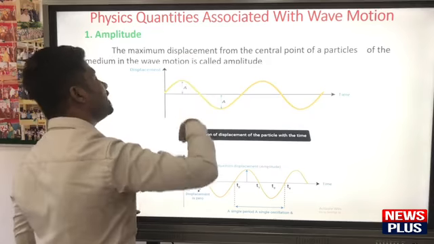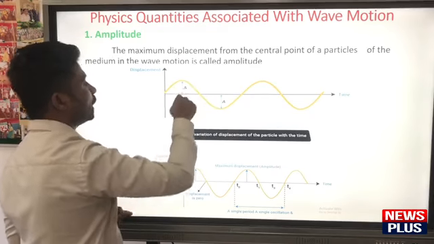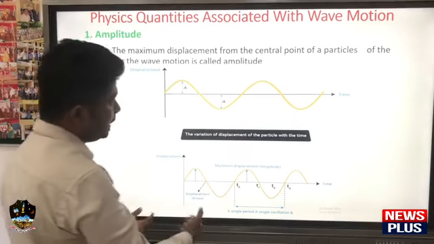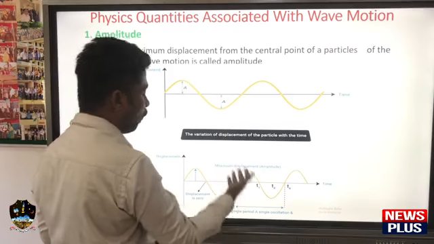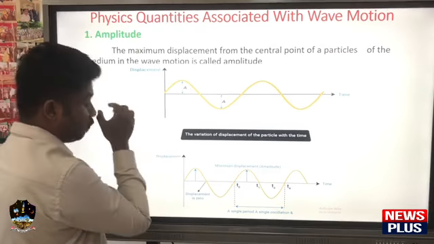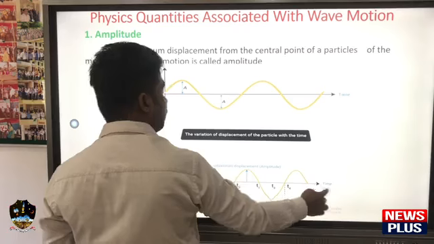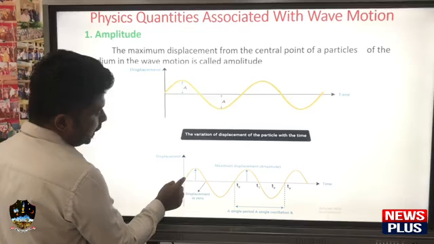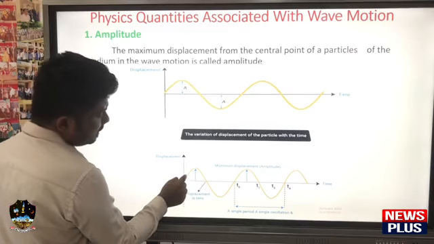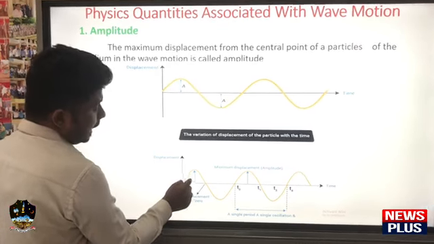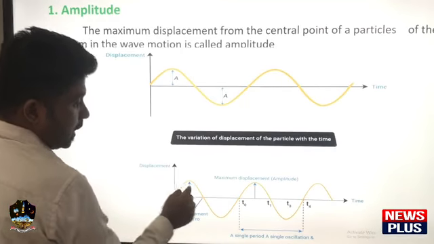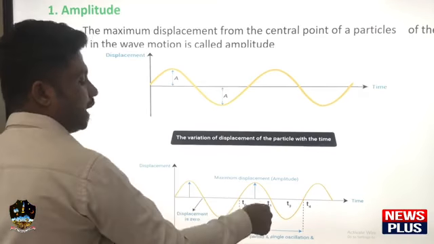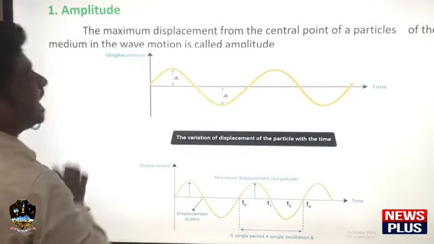The maximum distance of a particle moving is called amplitude. If you can see this picture, you can understand more. Here is the displacement on the y-axis and here is time. When the wave moves this way, these are the points. See, this is a small distance and movement of this particle, and this is the highest movement of this particle. The maximum displacement height of that wave is called amplitude.